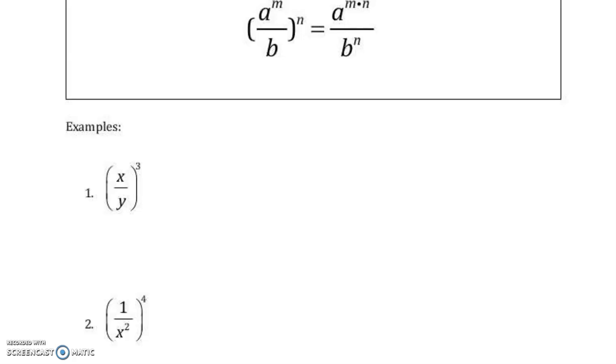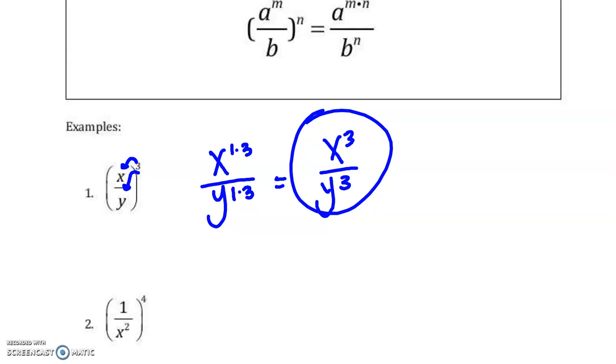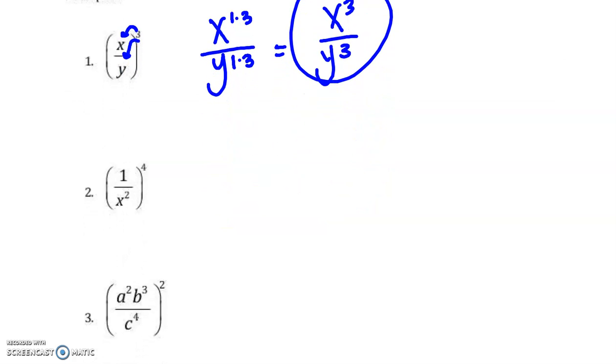So here we have x over y cubed. We're going to raise everything in there to the third power. So x to the 1 times 3 over y to the 1 times 3 equals x cubed over y cubed. And that's your answer. What about here? We have a 1 on top. Does it matter? What is 1 to the 4th power? We have 1 to the 4th power over x to the 2 times 4. On the top, we'll have 1. On the bottom, x to the 8th.